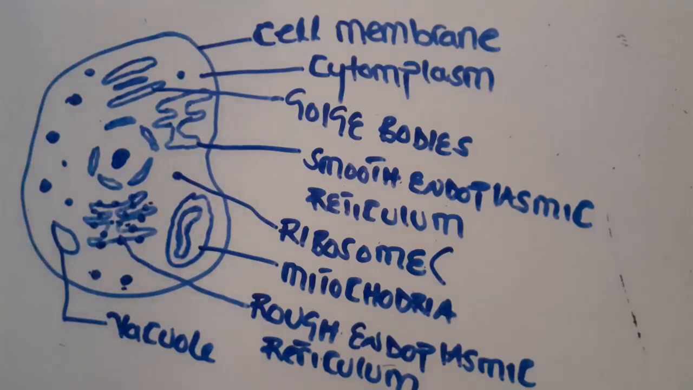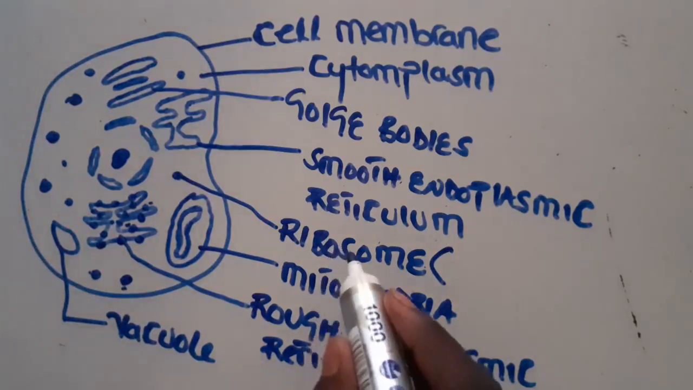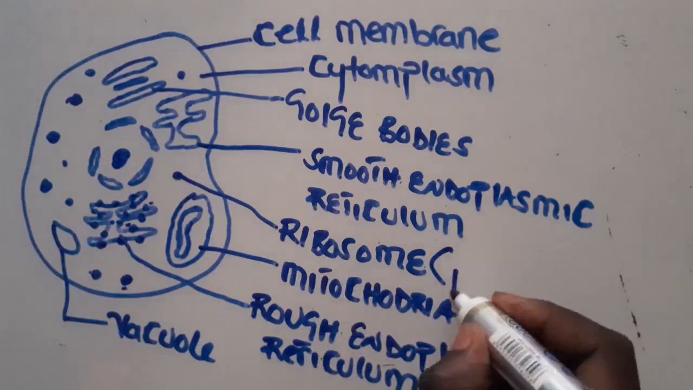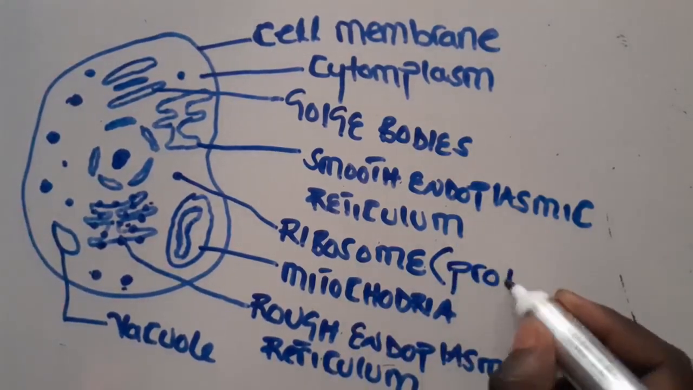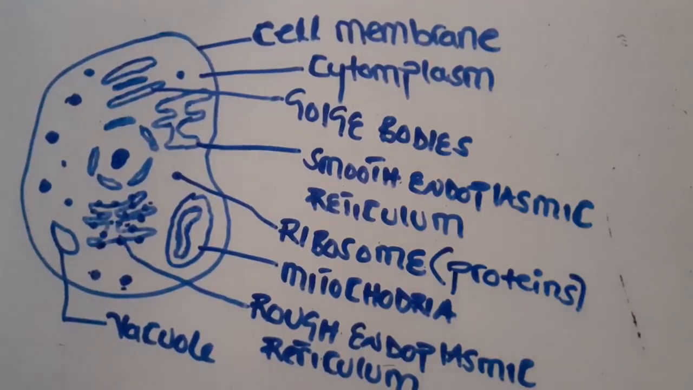So that is the function of these ribosomes. We are saying that the function of the ribosomes is to produce proteins. The production of proteins is done by ribosomes.